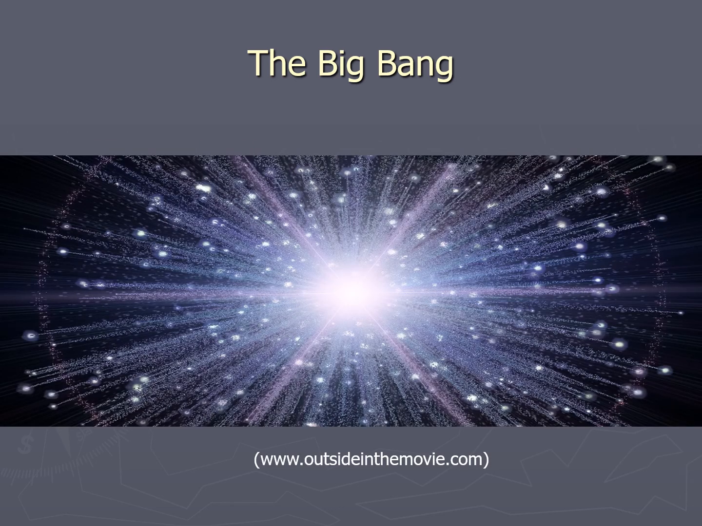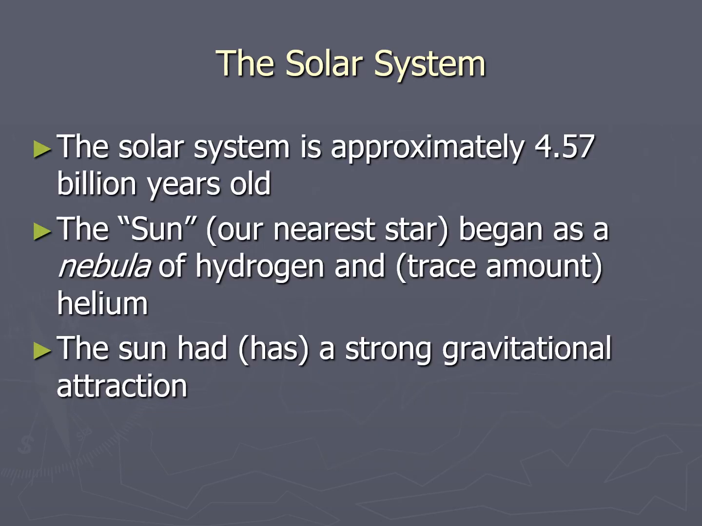What did the Big Bang look like? Well, we don't really know. A big explosion. This is an artist's idea of what it might have looked like. So the solar system, not just the Earth, is approximately 4.57 billion years old.